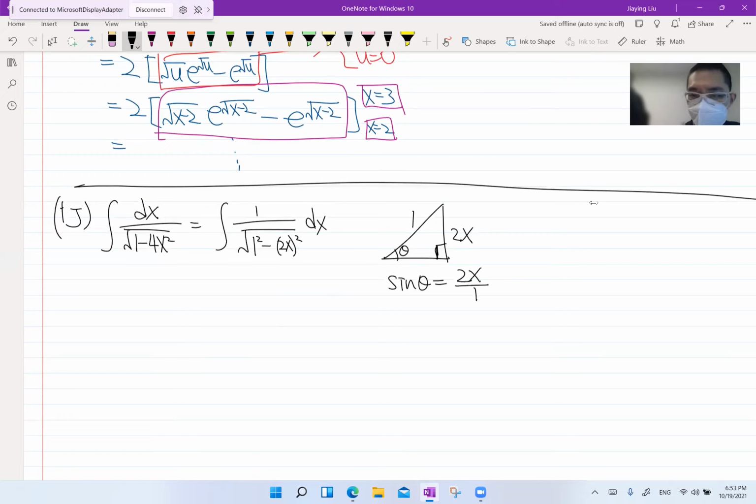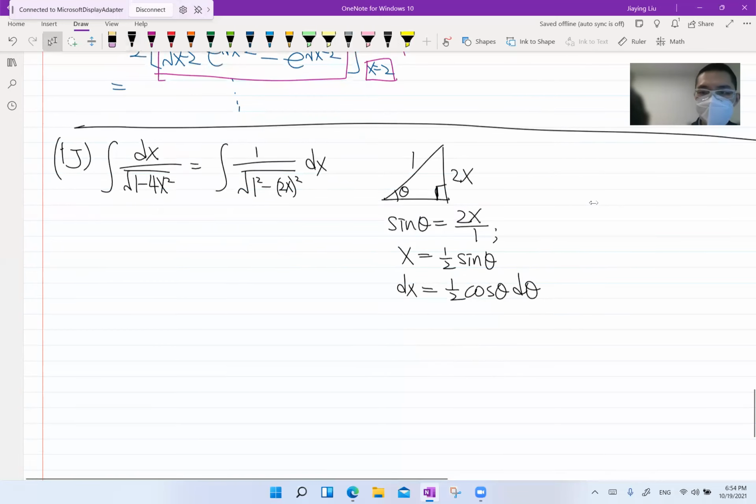And then I can solve for x from here, because I need to substitute for dx. So I get x equals 1/2 sine theta. From there, I can solve for dx, which is 1/2 cosine theta d theta. Right. So now you can substitute for dx, and substitute for 2x or x.